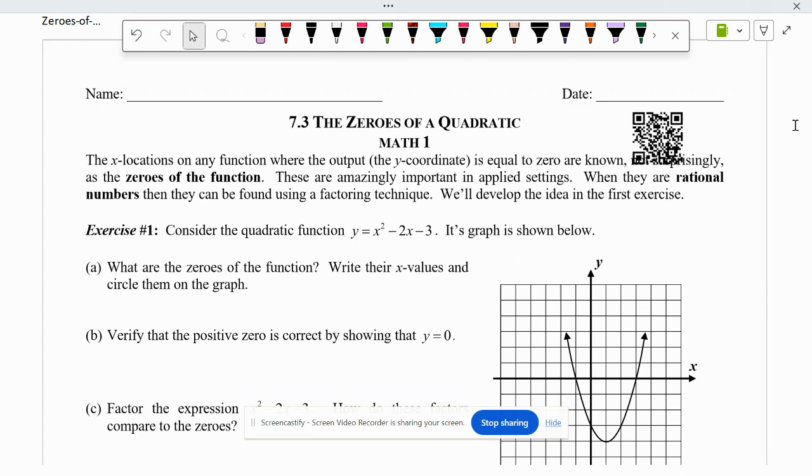These are amazingly important in applied settings. When they are rational numbers, they can be found using a factoring technique.